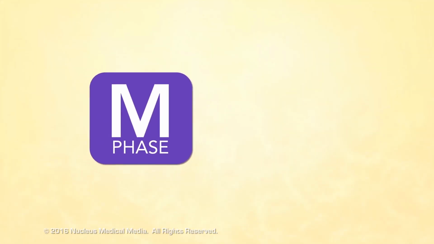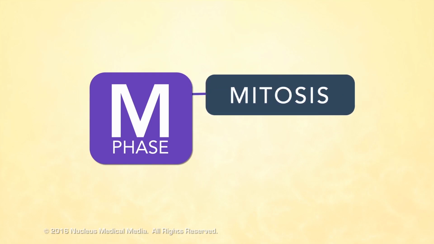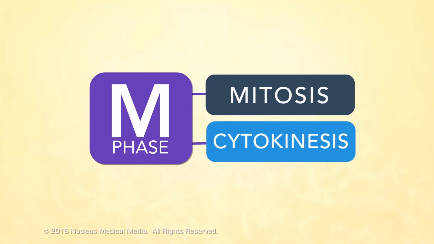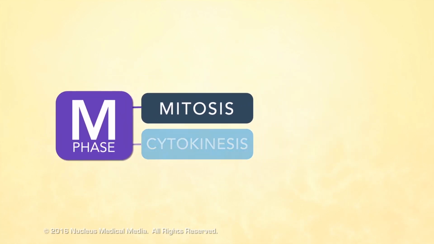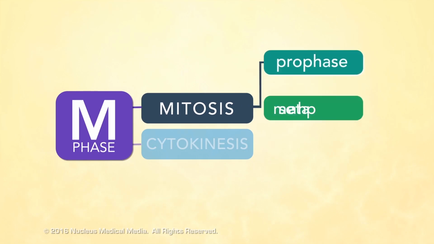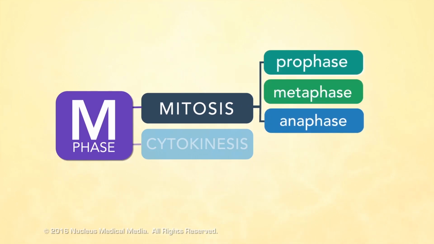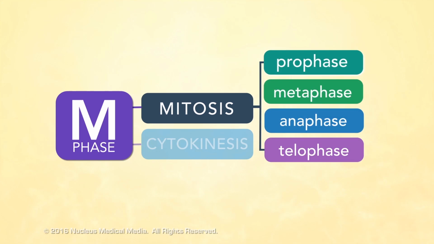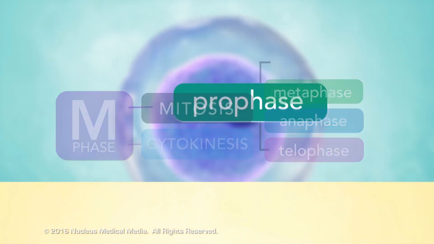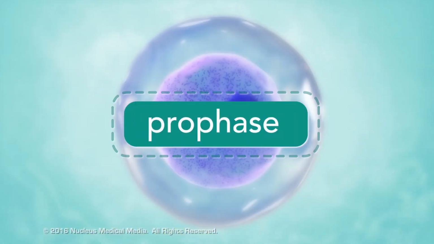Cell division includes division of the nucleus, called mitosis, and division of the cytoplasm, called cytokinesis. Mitosis is further broken down into 4 phases: prophase, metaphase, anaphase, and telophase. Prophase is the longest phase of mitosis.